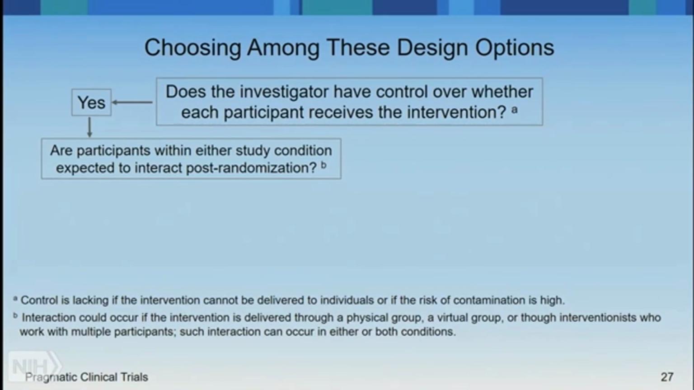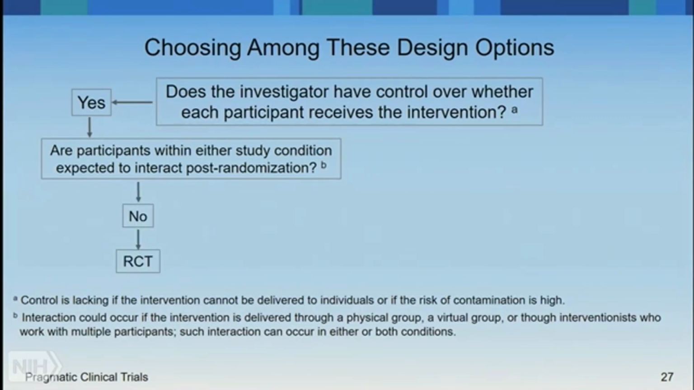They could interact through a common intervention agent. Maybe they don't meet face-to-face, but there are many psychotherapy trials where there's a limited number of psychotherapists involved. They each see 20 or 30 patients. So that's a way of interacting indirectly among the participants. They're doing it through an intervention agent. Such interaction could occur in one condition, in both conditions.